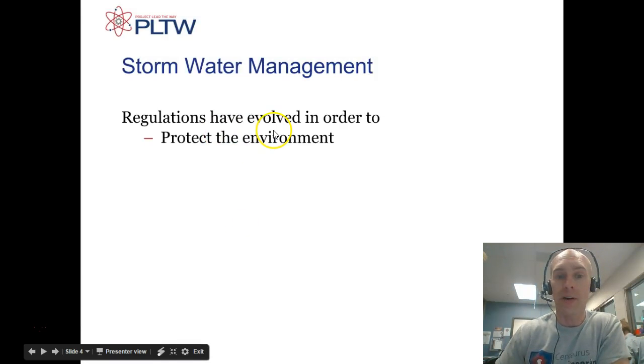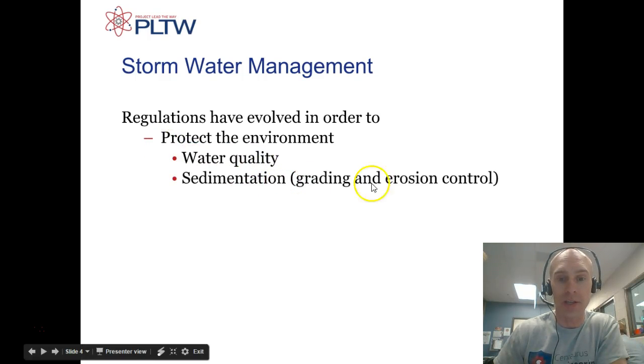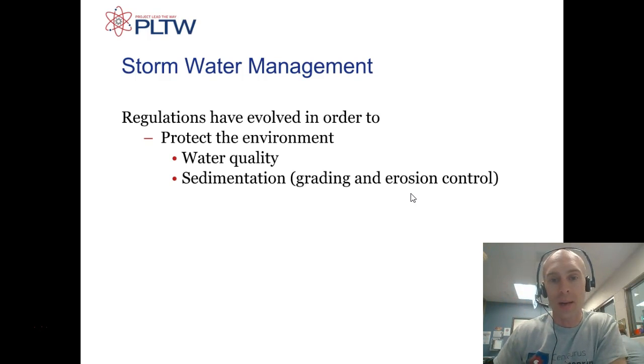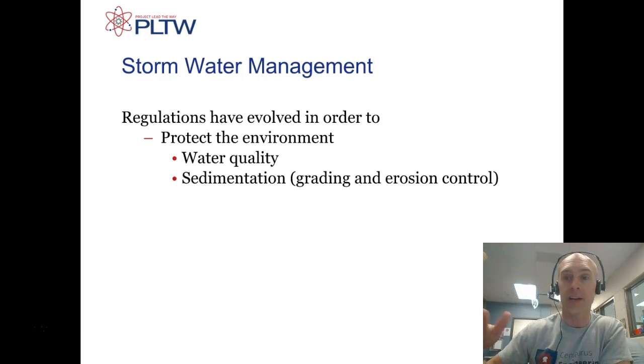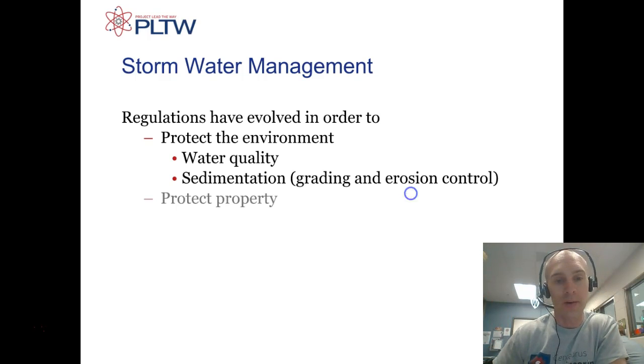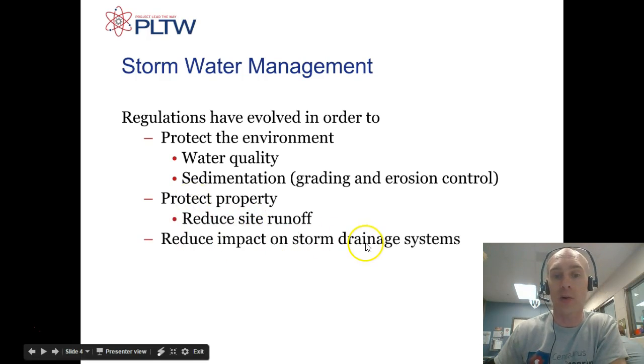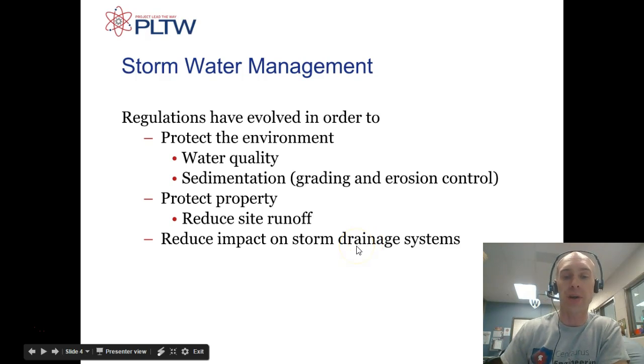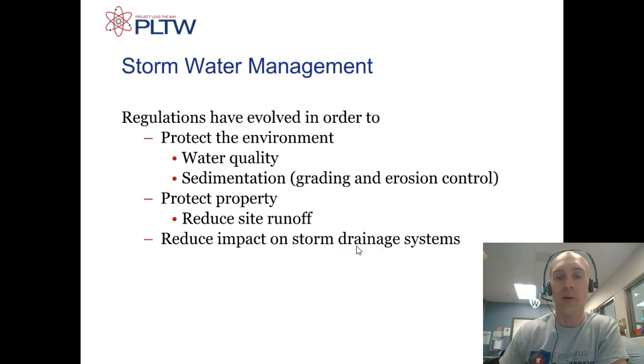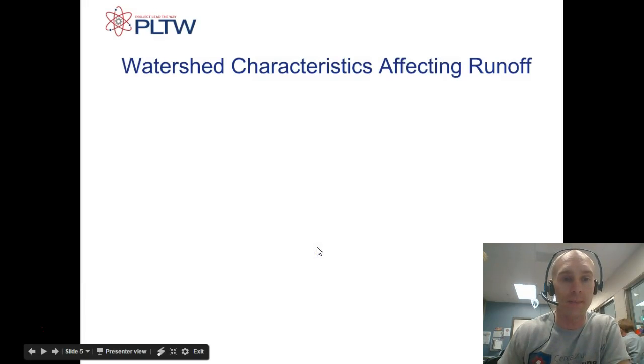So regulations have evolved in order to protect the environment, which is water quality. That's a big piece. Sedimentation, you don't want to have erosion where that silt and dirt just kind of gets washed away and fills up the streams, because if it does, then it kind of changes where those waterways go, and that creates all sorts of problems. You also want to protect property by reducing site runoff and reduce impact on storm drainage systems. So if those storm drainage systems get completely over full, then water can't drain into those storm drainage systems anymore, and then you have flooding issues.